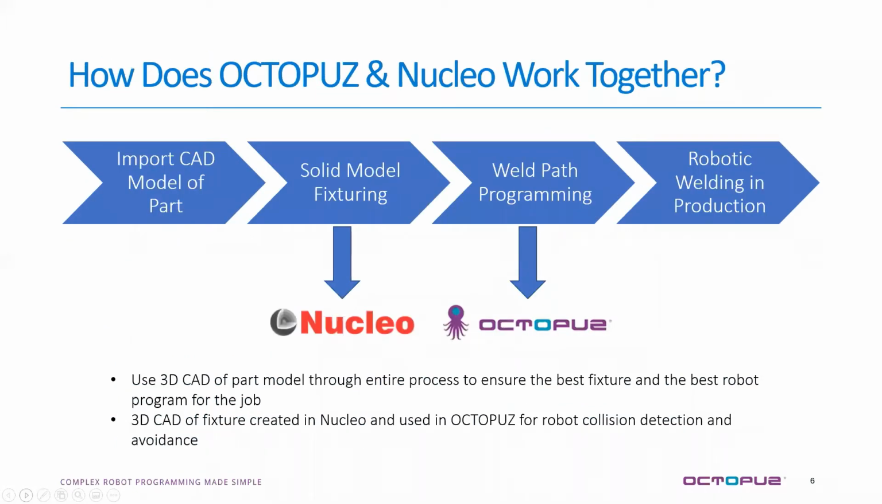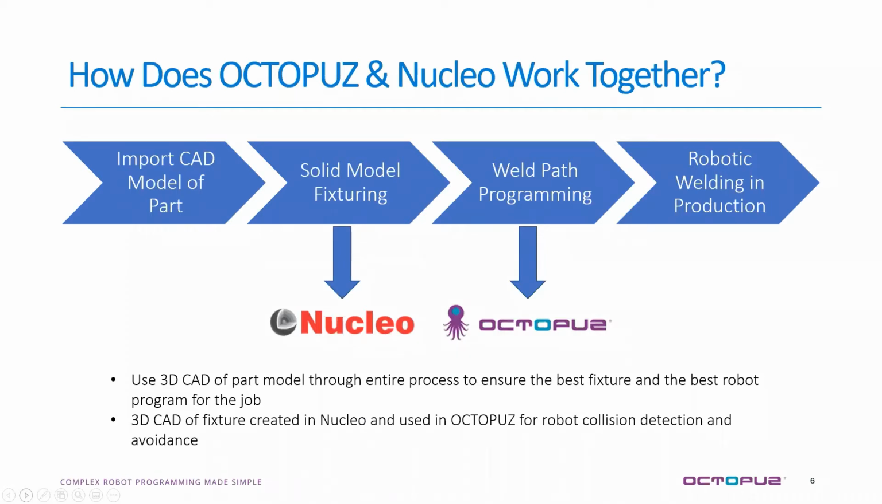So finally, how do Nucleo and OCTOPUZ work together? Why are we partners and why are we co-hosting this webinar? Simply put, in high-mix, low-volume robot production environments, there are often 2 bottlenecks. The first is fixture design, and the second is robot programming.